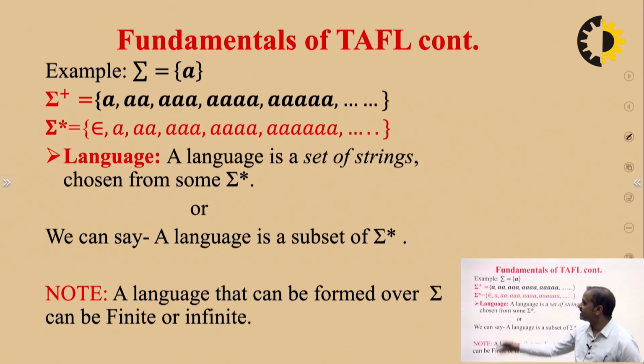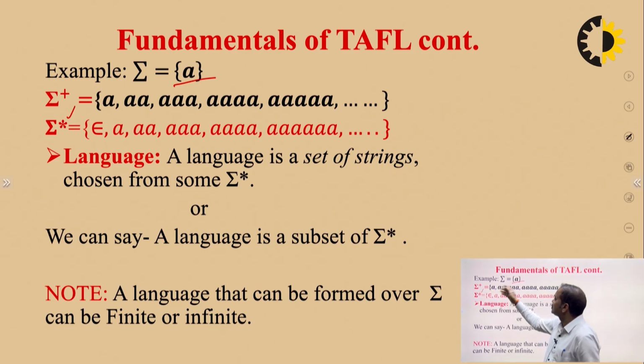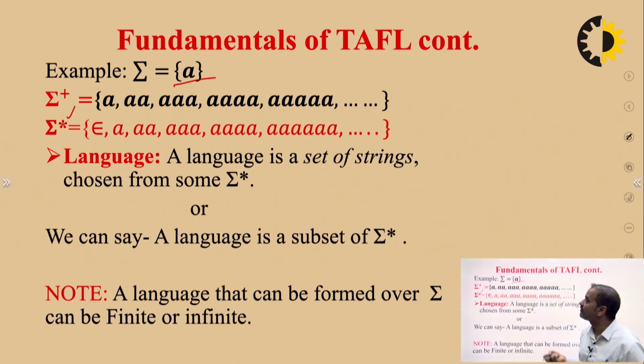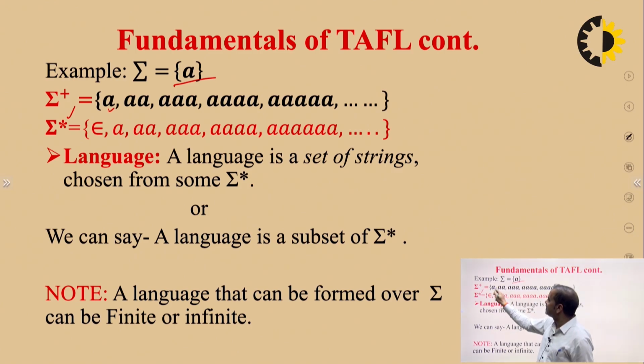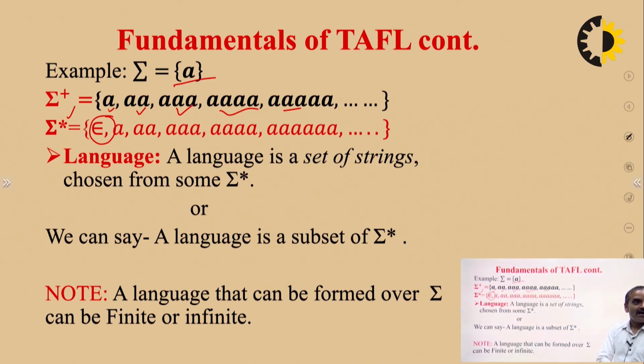We take sigma equal to A. We want to find sigma plus. The sequence of strings is concatenated using A. We take A a single time, that is A, then A 2 times, double A, A 3 times, etc. Sigma plus does not include null. That means in sigma star, we have also included the null.